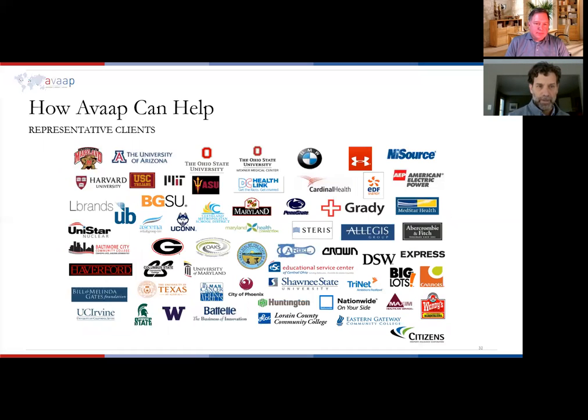And we can move on. The next slide is representative of some of our clients. We don't have to spend a lot of time on it, but it shows you some of the organizations we represent. Many higher ed organizations are represented there as well.